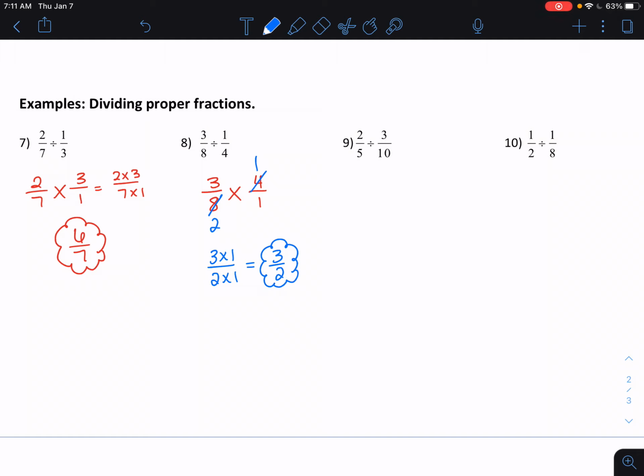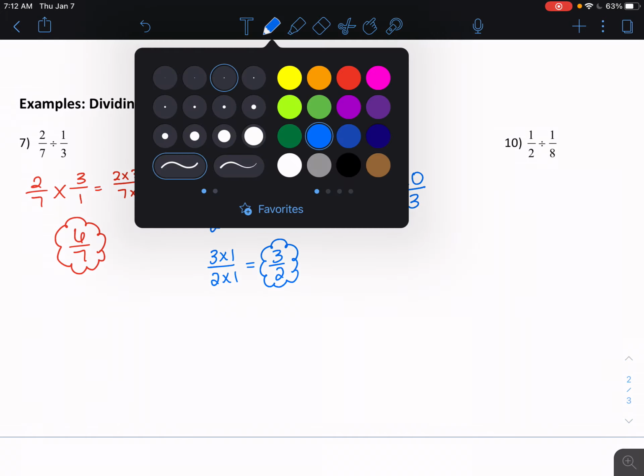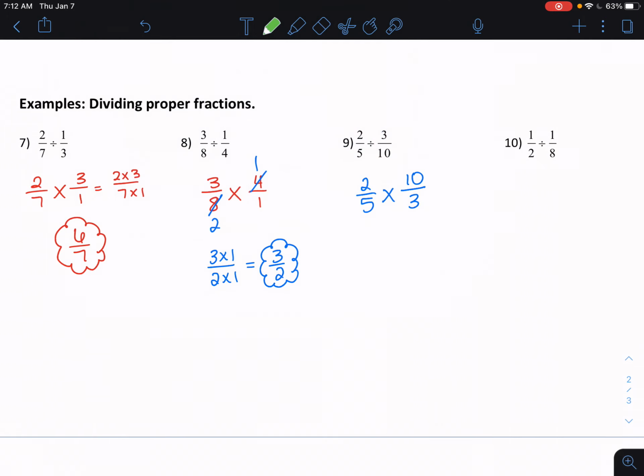In number 9, I'm going to keep 2/5. I'm going to change the sign to multiplication, and I am going to flip the second fraction to 10/3. In my second fraction, 5 and 10 can cross cancel. 5 divided by 5 is 1. 10 divided by 5 is 2. So I've got 2 times 2 on top and 1 times 3 on the bottom. So my answer is 4/3.